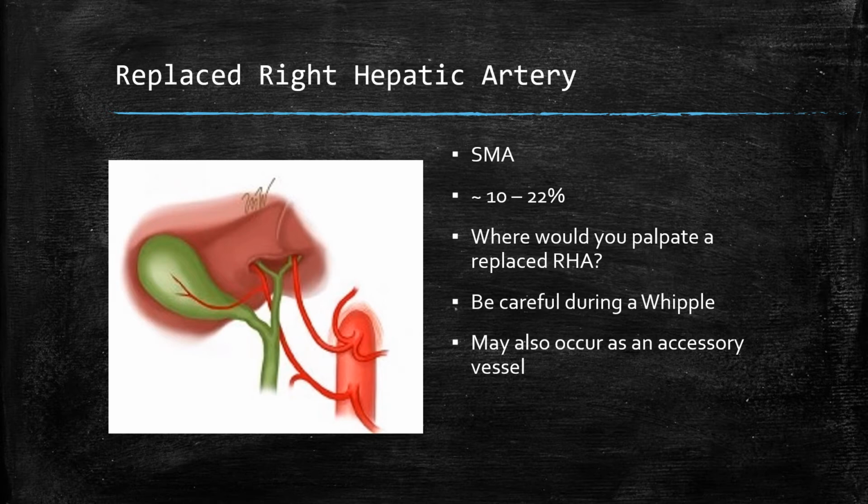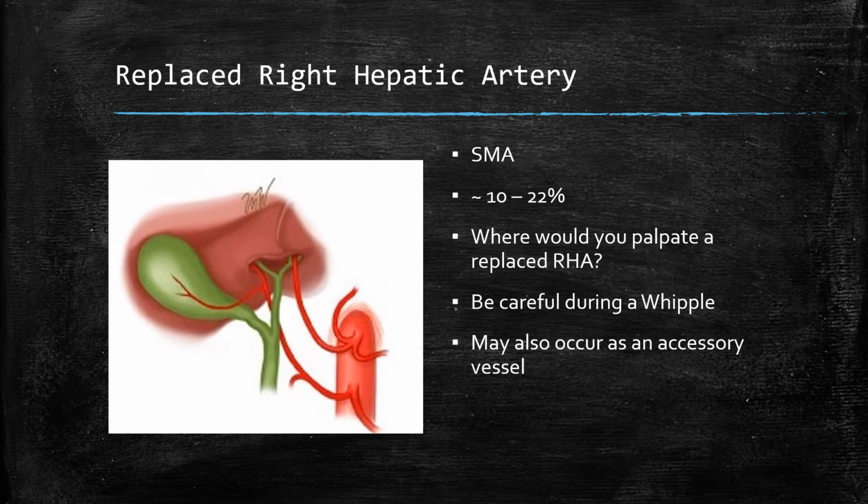You need to be careful of this replaced right hepatic artery during a Whipple resection. This vessel is in close proximity to the gastroduodenal artery, and it's an easy enough mistake to ligate a replaced right hepatic artery, thinking you're ligating and dividing the gastroduodenal artery, which is a necessary part of a Whipple resection.